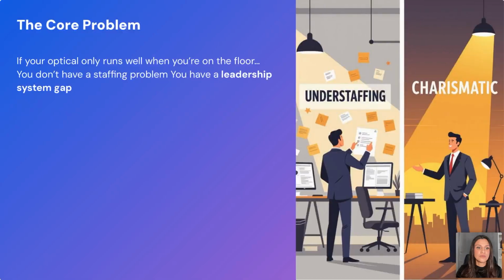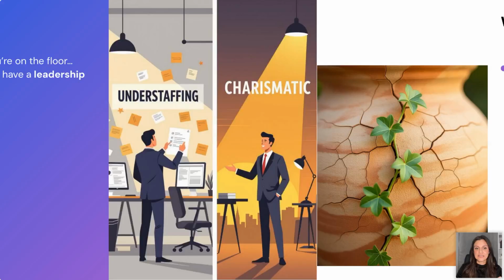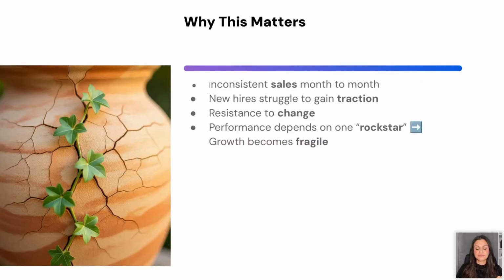Okay, so here's the problem when we're talking about hiring. If your optical only runs well when you're on the floor, you don't have a staffing problem. You actually have a leadership systems gap. And why this matters is because you will have inconsistent sales, likely month to month. When you have new hires, they'll struggle to gain traction, right?